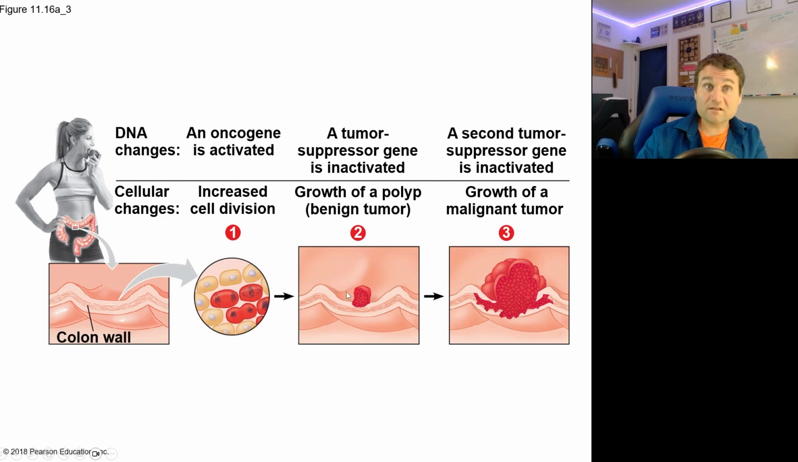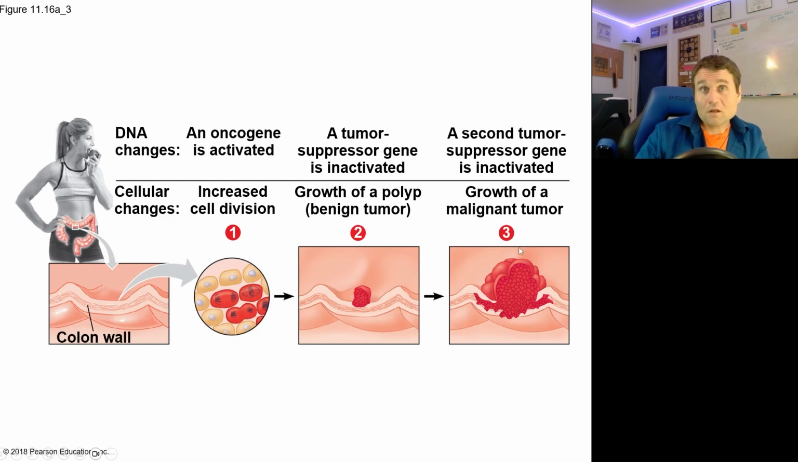And now this is not necessarily cancer. This could be, say, a benign tumor. But another tumor suppressor gene gets a mutation in it, and suddenly you get the growth of a malignant tumor. There's no regulation of the cell division now. It just keeps growing, growing, and growing.